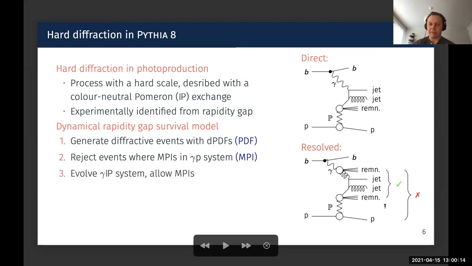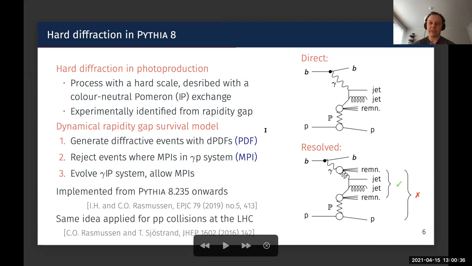And if there are no such MPIs, then we can further evolve the event and start considering this photon-Pomeron frame. There we can allow for these MPIs as well, since they would produce particles only within this diffractive system, so the rapidity gap would still survive. Originally this model was introduced for pp collisions, and there have been comparisons to data from LHC, which show nice agreement. And more recently we implemented the model also for photoproduction.